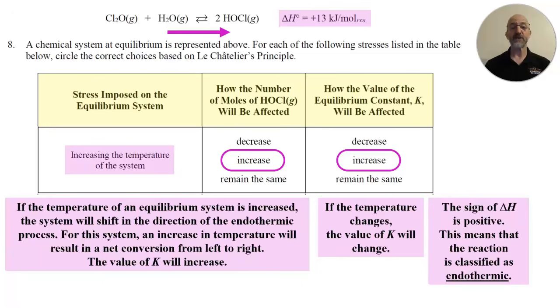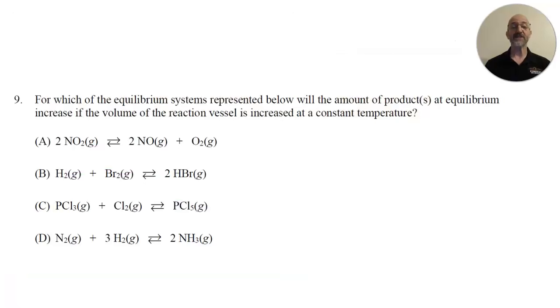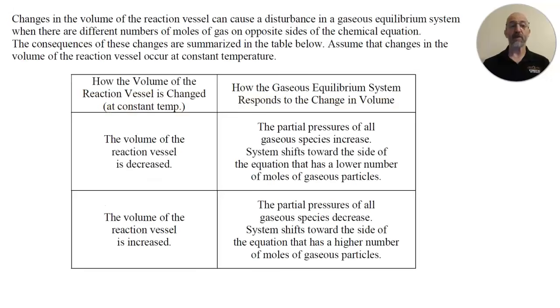Now we have come to the last question in this packet. This is question 9, which happens to be a multiple choice question. In question 9, it says, for which of the equilibrium systems represented below will the amount of products at equilibrium increase if the volume of the reaction vessel is increased at constant temperature? So remember that changes in the volume of the reaction vessel can cause a disturbance in a gaseous equilibrium system, but that's only when there are different numbers of moles of gas on opposite sides of the chemical equation.